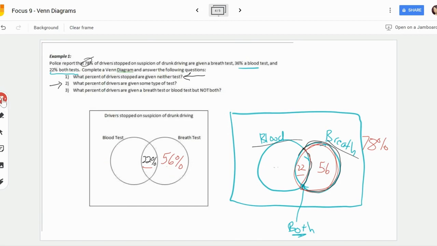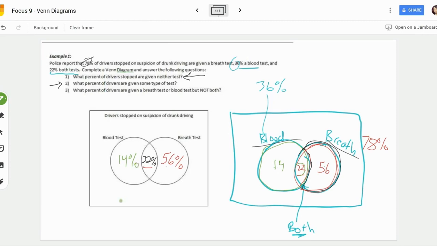Okay, the blood test, we know that 36% are given a blood test. So this whole circle of blood tests, there's 36%. But I can't write 36 in this region because 22 of it is already right there. So subtract them, you'd get the remaining in this region. And the area of this circle here, it's not representative of how big the number is. We're just showing how much is in that quantity, in that little region. So 36 minus 22 is 14. So that means we know that this is 14%.